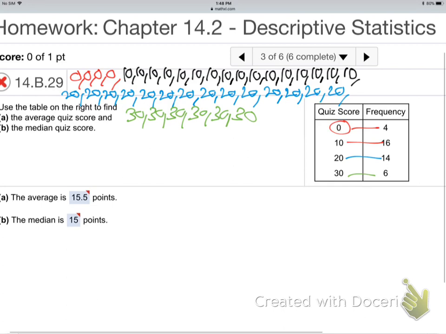Now, let's go through it. Use the table to find the average. Now, how can we find the average? Well, we've got to add them all up and divide by how many numbers. But can we do that? I mean, that'd be a pain: 10 plus 10 plus 10 plus 10. Can we do it a way that will be quicker? What do we do? Multiply across and add the frequency. Yes, multiply across, exactly, well said.